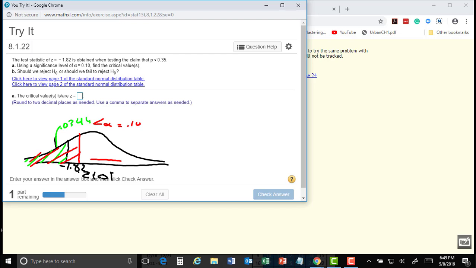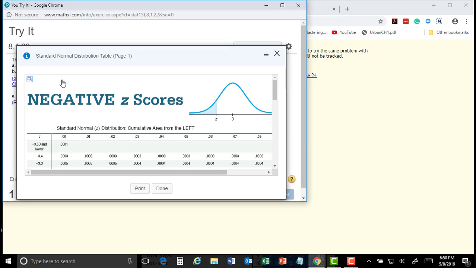So anyway, here this is 0.1, so I have to find the z critical value. I have to go back to my table and look up that much area in the curve. So now I go over here, and what I'm looking for is 0.10. But this time I'm in the guts.